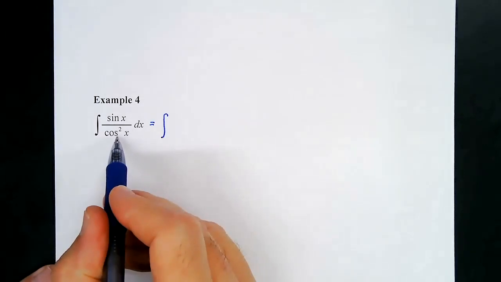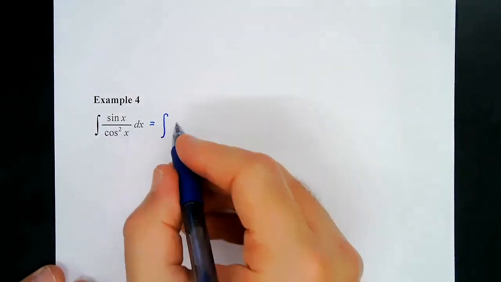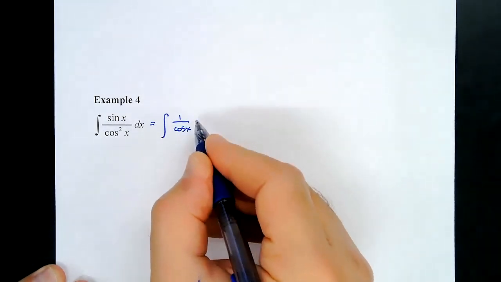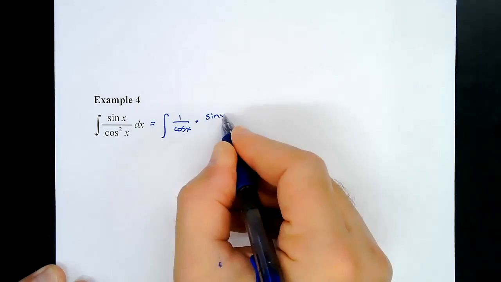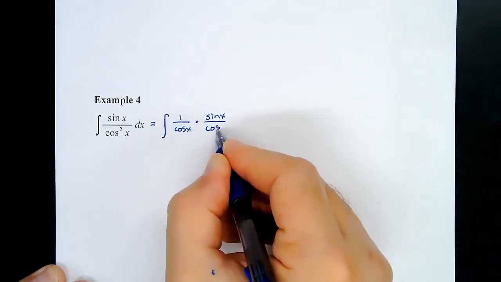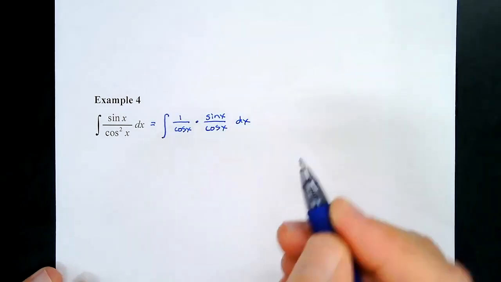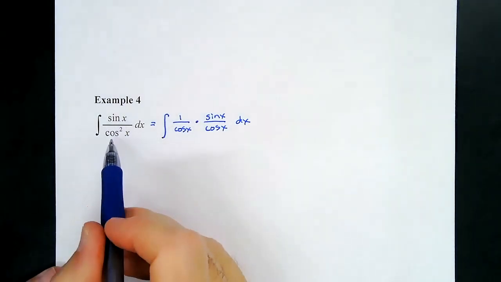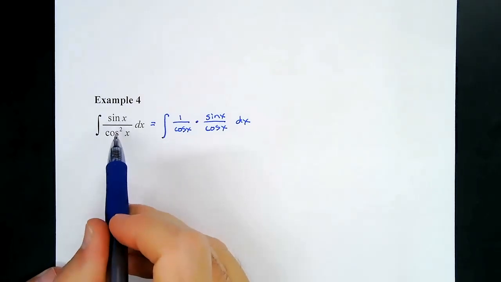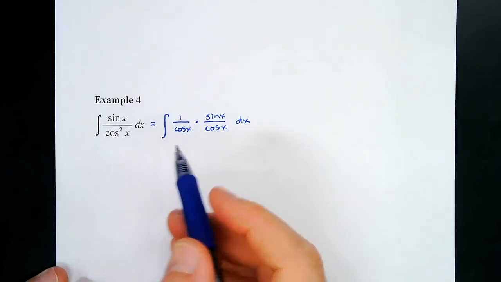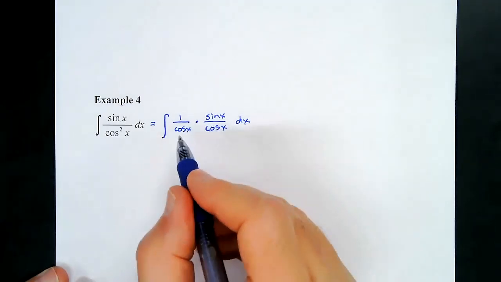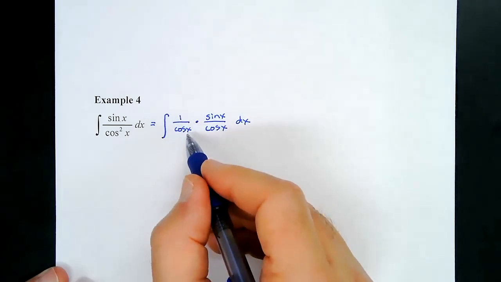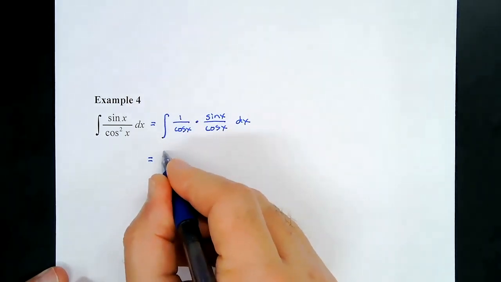Cosine squared x means cosine x times cosine x. So I'm actually going to break this up into 1 over cosine of x, and I'm going to multiply that by sine of x over cosine of x, and then dx. Now, you may be thinking, Ms. Mitchell, why did you think of doing it that way? I saw sine x, and I see a cosine x down here, and I know sine x over cosine x is tangent x. So this becomes a tangent x, and then I also look at this, wait a minute, that's secant x, right? 1 over cosine x is secant x. So that's where I'm going with this.